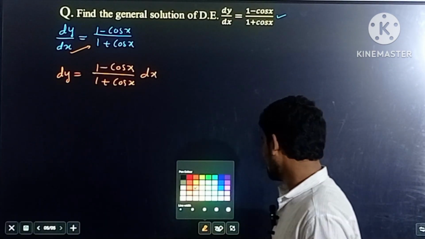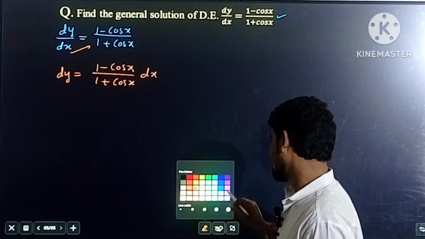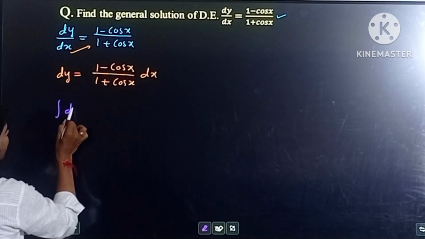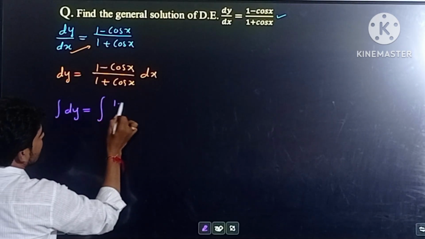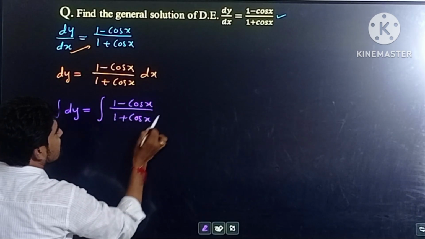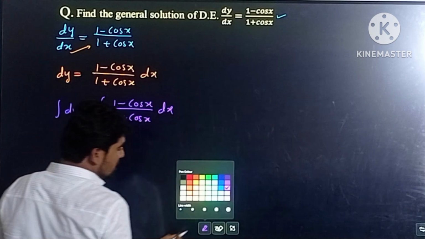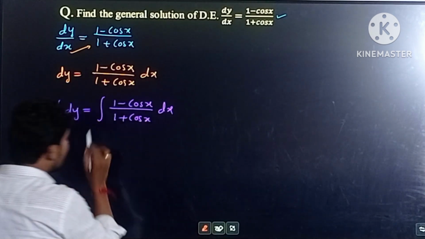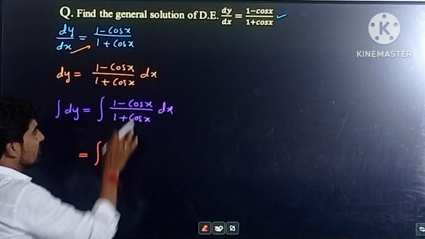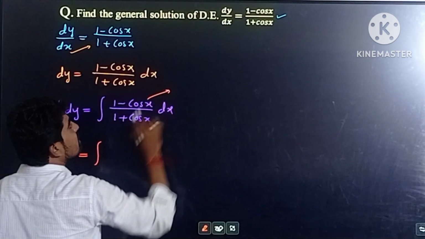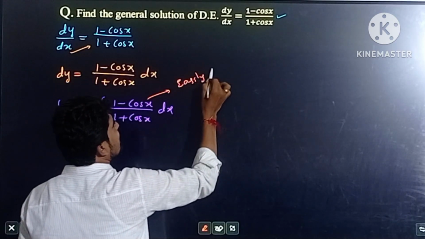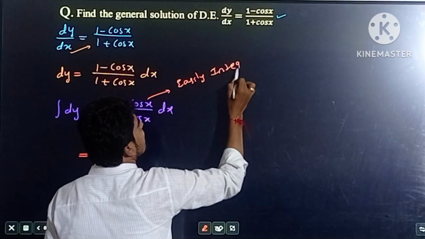So after separating variables, we need to integrate on either side of the differential equation. So integrate on both sides. It means integration of dy is equal to integration of 1 minus cos x divided by 1 plus cos x dx. So as you know that we know the formula for 1 minus cos x. So to integrate this, first we need to simplify. We need to convert this integrand to what? Easily integrable form.